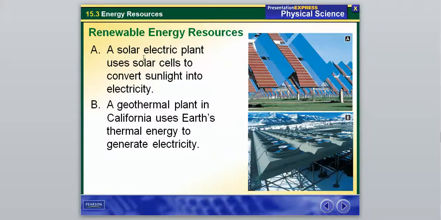So there's a solar electric plant that uses the solar cells to convert sunlight into electricity. So that's A. So this is what a solar electric plant might look like. And this is a geothermal plant in California that's actually using geothermal energy from the Earth to generate electricity. So natural heat, the thermal energy that comes out of the Earth, can be harnessed to be used for electricity.